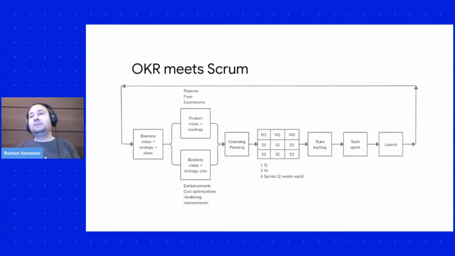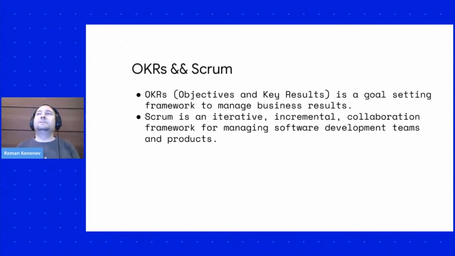So then it's put into the team backlog, then into team sprints, and we launch the product, and then iterate back. Because this is a constant process, and it's in a circle. So you just repeat everything every quarter, or even more often. So OKRs and Scrum.